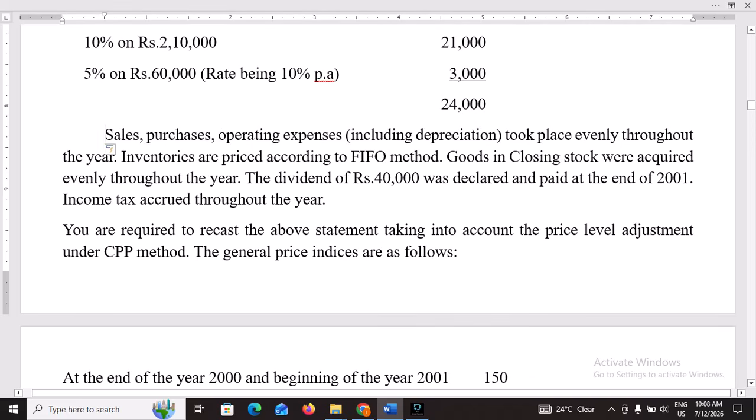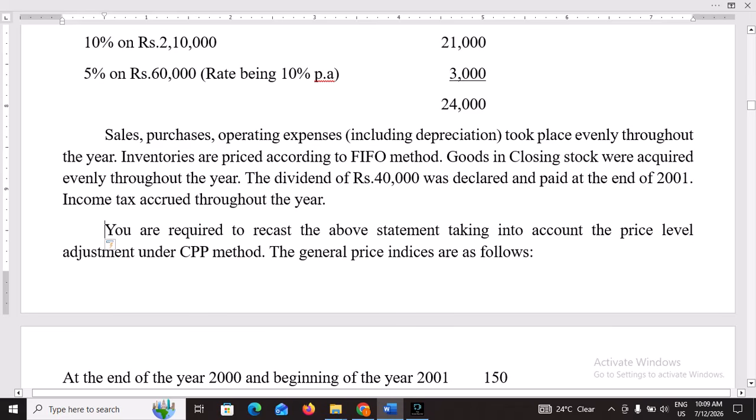This is the whole question. Sales, purchases, and operating expenses including depreciation took place evenly throughout the year. Inventories are priced according to FIFO method. Goods in closing stock were acquired evenly throughout the year. The dividend of rupees 40,000 was declared and paid at the end of 2001. Income tax accrued throughout the year. You are required to recast the above statement taking into account the price level adjustments under the CPP method.